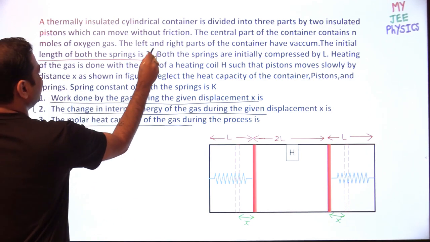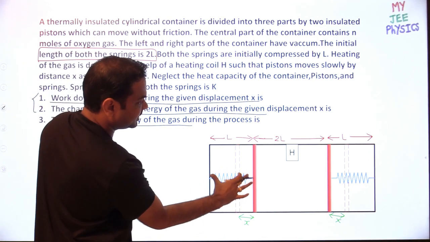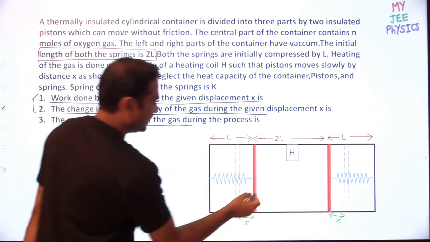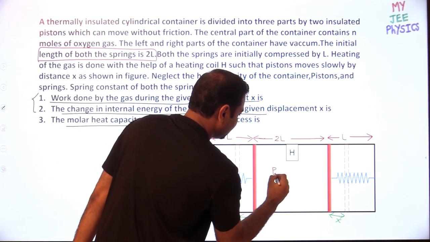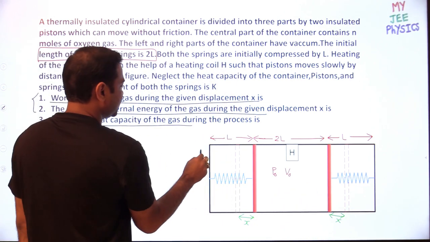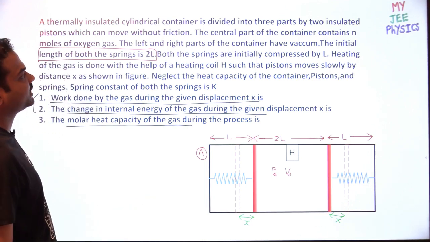The length of the spring is 2L. But what is the initial condition given? The initial length is simply L, and the initial pressure is some P naught. The initial volume you can take as V naught if you want. The area of cross section is A. All these things you can assume, there is no problem in that.